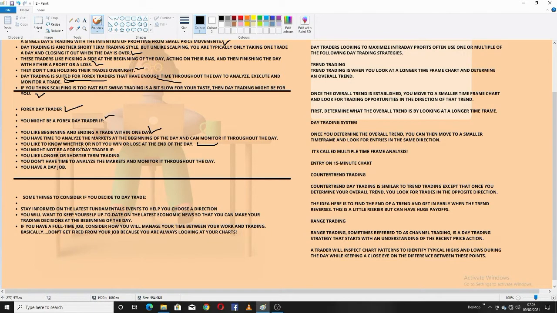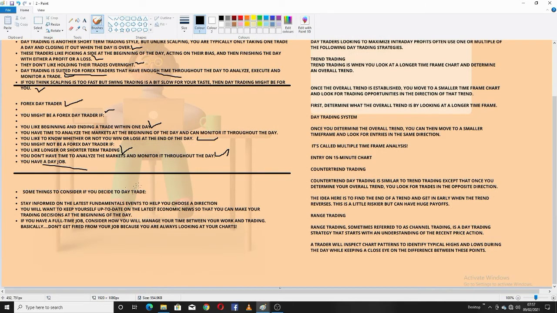But you might not be a forex day trader if you like longer or shorter trading, short-term trading. So if you like shorter trading or longer trading, then you might not be a day trader. You might not be a day trader if you do not have time to analyze the market and monitor throughout the day. Let's say you are a student, you are running a business, or you have a day job. Then you might not be a day trader because you will end up being fired from work because of looking at the chart each and every minute or each and every hour of the working day.